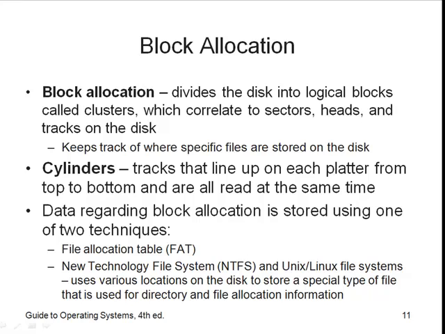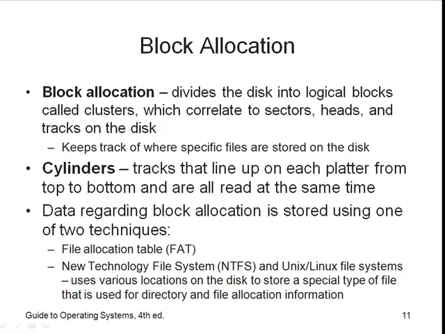Block allocation is the process of dividing the disk into logical blocks. We call those clusters, which correlate to sectors, heads, and tracks on a disk. This helps keep track of where specific files are stored on the disk. And depending on the operating system file system that we're using, we can actually adjust the size of those clusters. And this is important for several reasons, and we'll talk about those in a little bit.